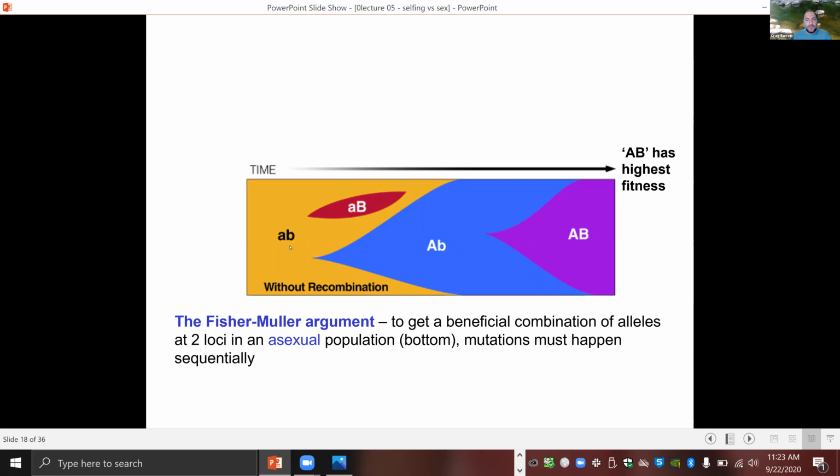So in one case, what we have here is little b mutates to big B. In this segment of the population, those individuals survive and reproduce a little bit better.